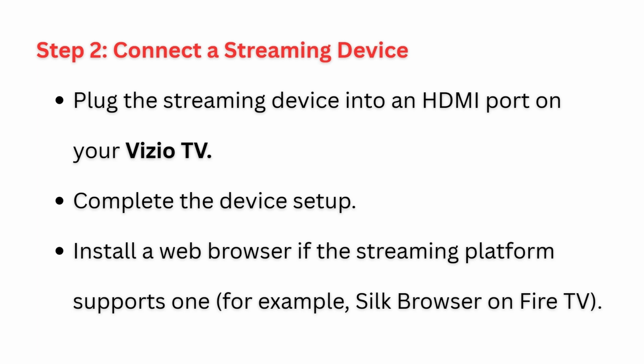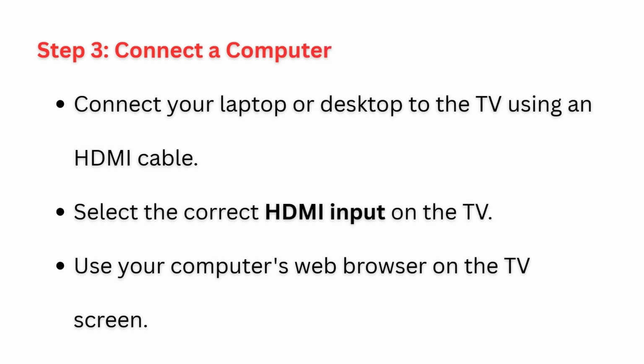Step 2. Connect a streaming device. Plug the streaming device into an HDMI port on your Vizio TV. Complete the device setup. Install a web browser if the streaming platform supports one, for example, Silk Browser on Fire TV.